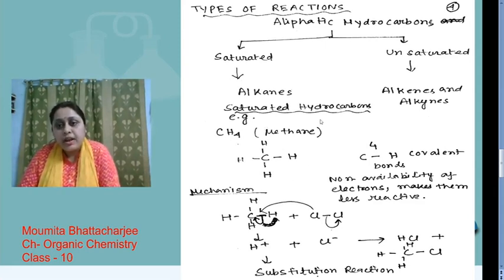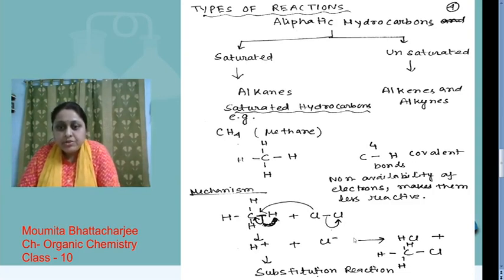For the saturated hydrocarbon, I have written CH4, that is methane, as an example. This is the structure of methane. Here you can see carbon is having 4 covalent bonds, 4 C-H covalent bonds. We have 4 electrons in its outermost shell, and all the electrons are mutually shared by the 4 hydrogen atoms. So there is a non-availability of electrons. Due to this, they are less reactive and they undergo substitution reaction.